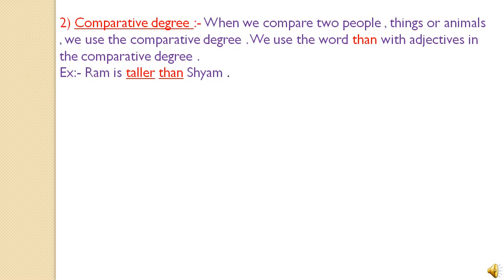Now we will study the comparative degree. When we compare two people, things or animals, we use the comparative degree. We use the word than with adjectives in the comparative degree, such as Ram is taller than Shyam. Here we are comparing two boys, Ram and Shyam, and I have used the word than with the adjective taller, which means राम श्याम की अपेक्षा ज़्यादा लंबा है.